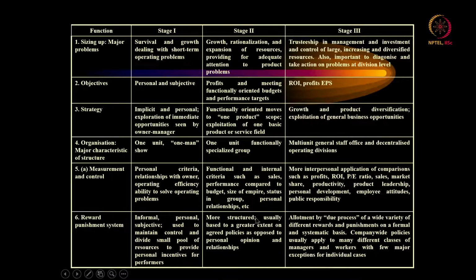Okay. Now, if you come back to this slide, I have given some ideas about the stage 1, stage 2 and stage 3 organizations. If you look at the function sizing up, the major problems, you are moving, first you were an entrepreneur, then you moved into stage 2, stage 3, then stage 4.